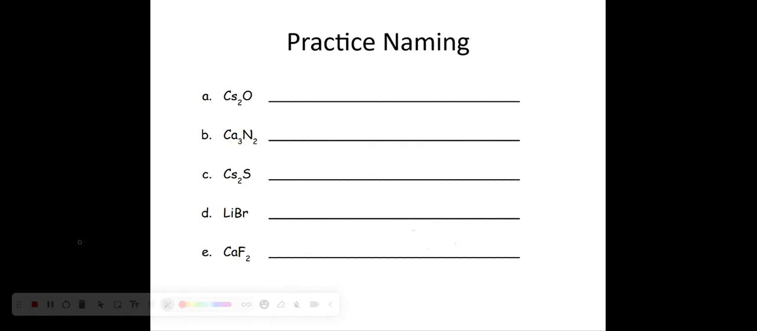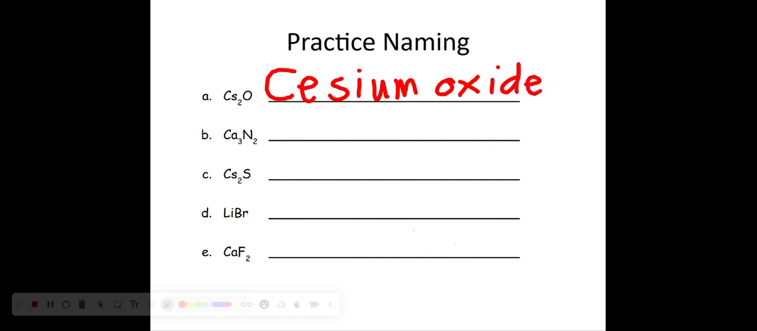So if I was to do letter A, Cs2O, I'd find what Cs is on the periodic table. Cs is cesium, so I'm going to write cesium. And then O is for oxygen, but oxygen doesn't say oxygen anymore, it becomes oxide. Notice that the second element is going to be lowercase when you write this.